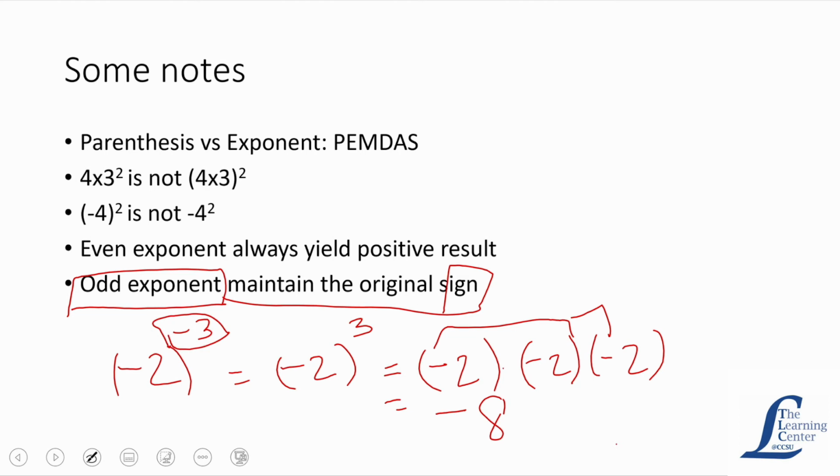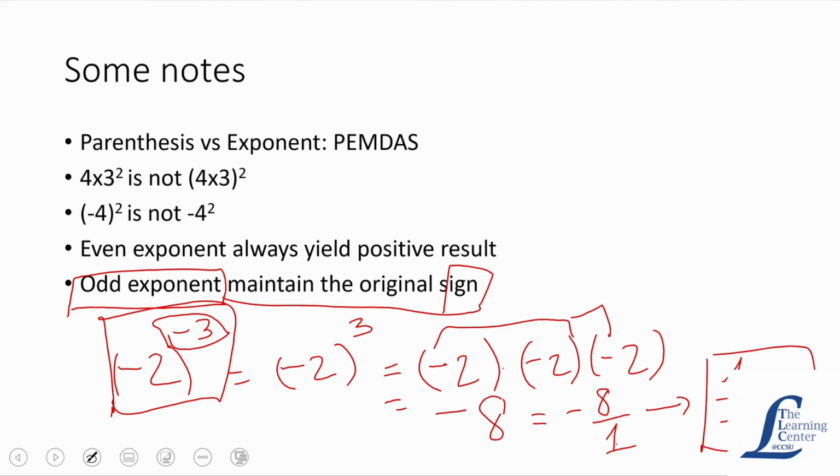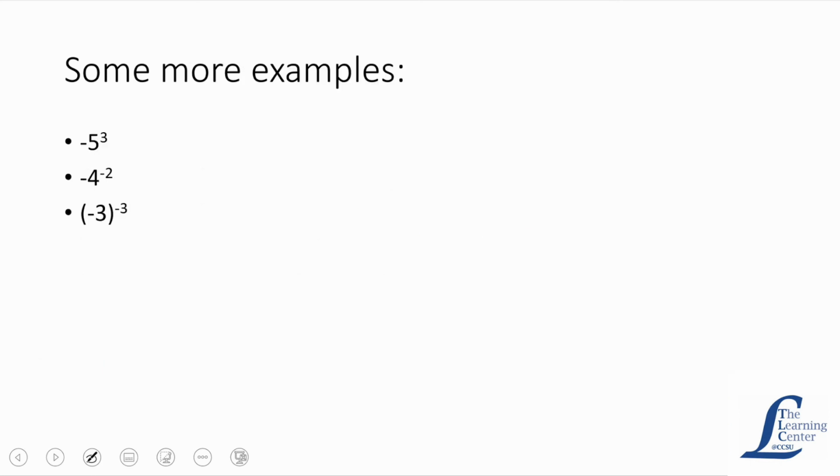We have a negative exponent, right? So now we have to flip the number -8. So -8 is -8 over 1. So now we flip it. That would be 1 over -8. So the answer is going to be -1 over 8. Notice the sign, negative, still stays the same. So again, to reiterate, an even exponent, an even power, always gives you a positive result, and the odd exponents do not affect the sign.